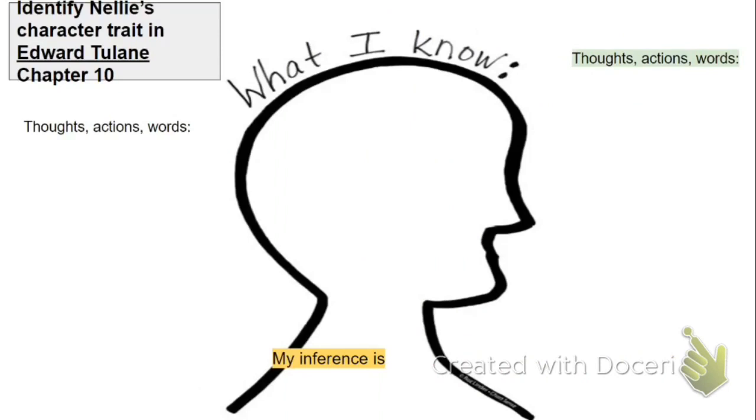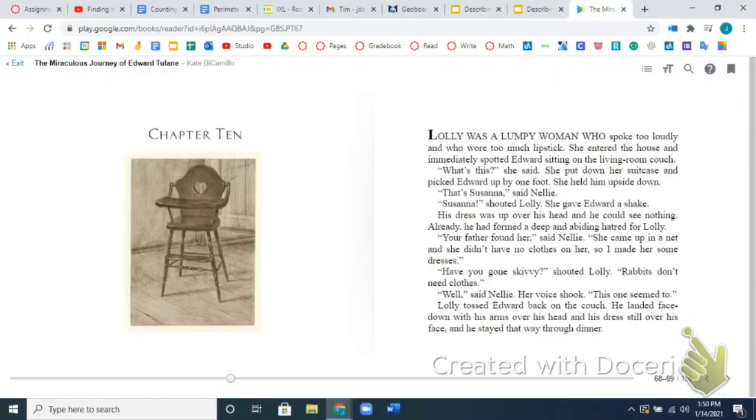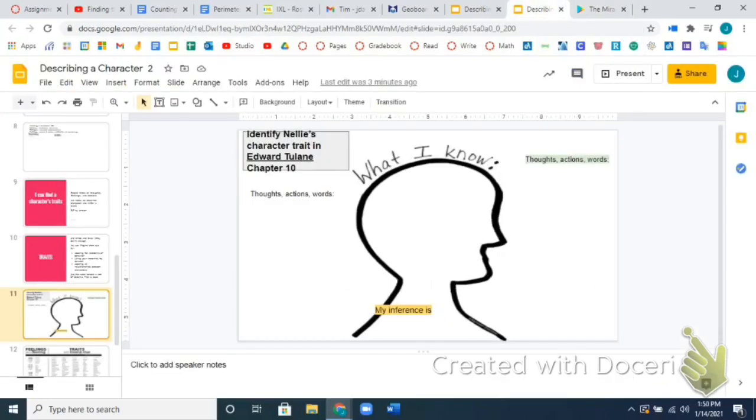I'm going to model for you identifying Nellie's character traits, and then I want you to try for Lolly. So watch me. I'm going to do this with Nellie's character traits. Here we go. So I'm looking for anything that Nellie thinks, says, or does. I'm going to type those outside my head. And those will be my notes. And then inside the head, I'm going to say what I know. Someone who does, thinks, or acts this, or says things like this, this is the way they're acting. And then I'm going to try to put those together to make a character trait.